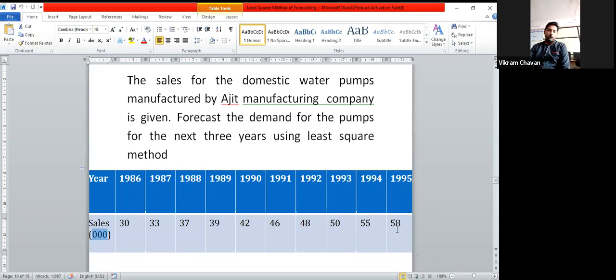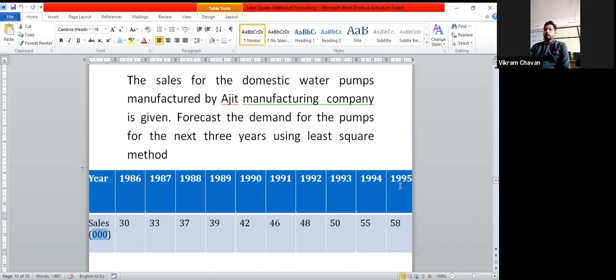I hope you have written this problem statement and the given data. If not, you can write it now. So the years are provided, and the sales are provided to you for the years from 1986 to 1995.